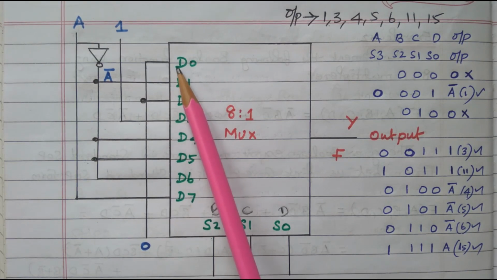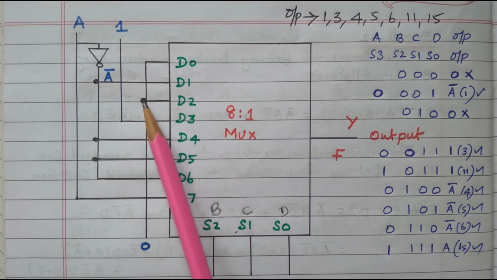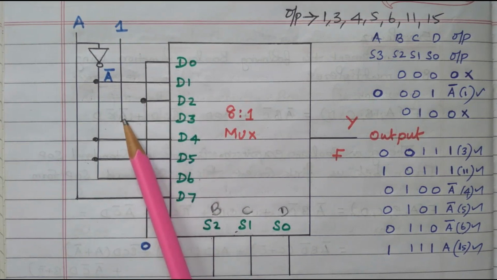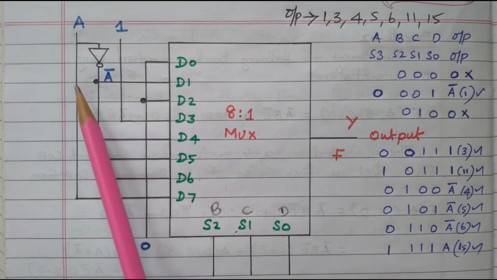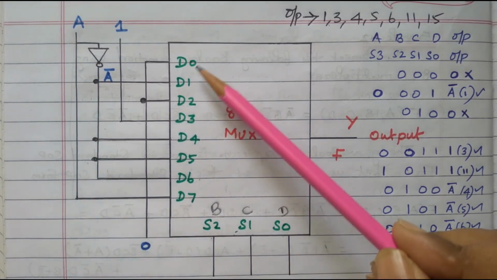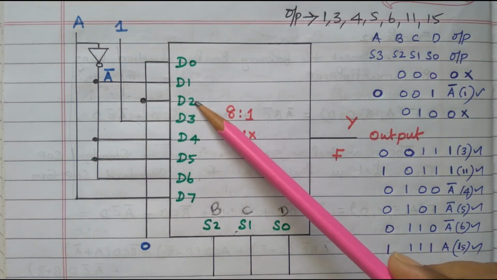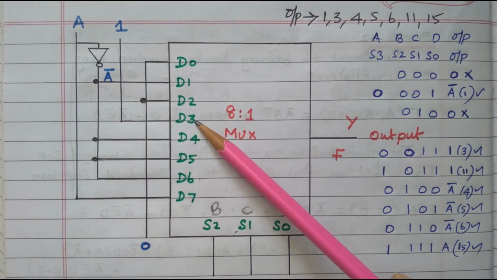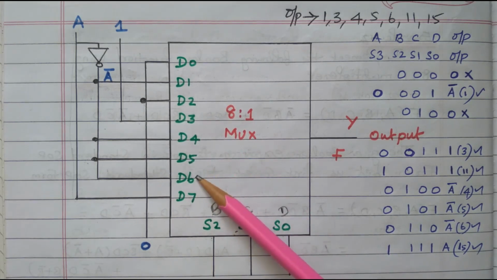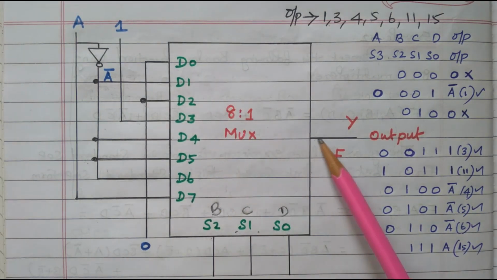Right. D0 is 0. D1 is A bar. D2 also 0. D3 is 1. D4, D5, D6 is nothing but A bar. D7 is A. Right. So, all the values are assigned. I will repeat again. D0 is 0, D1 is A bar, D2 is 0, D3 is 1, D4, D5, D6 is A bar, D7 is A. Right. Now, based on the selection lines, any one of the inputs is available at the output.